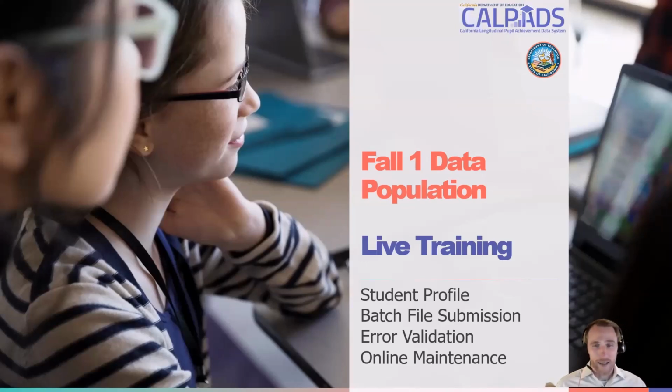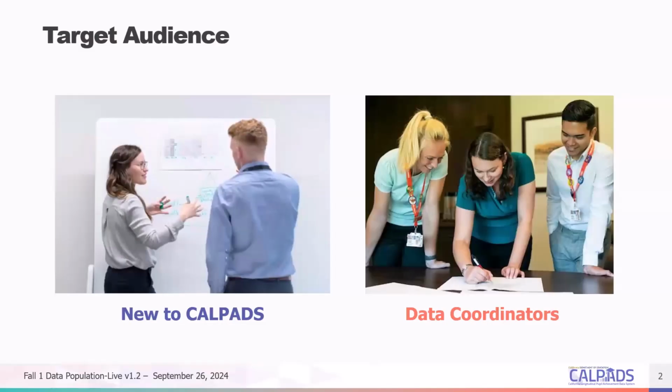This training is set to last about 2.5 hours today, and the focus of this training is to provide guidance for the data submission needed to complete Fall 1. We'll discuss student profile file types, online maintenance and batch file submissions, and the resolution of validation errors. And we'll provide a demonstration of the batch file submission process in the second half of the training today. This training should be attended by users who are new to CalPads and by CalPads data coordinators. Experienced users may attend as well and treat this session as a refresher.